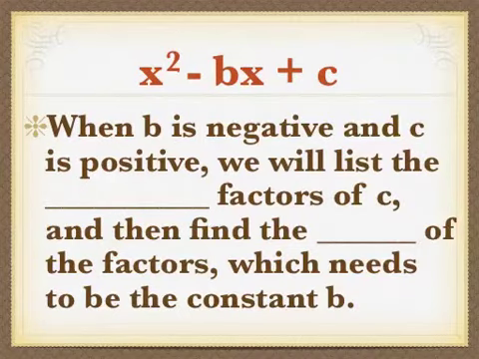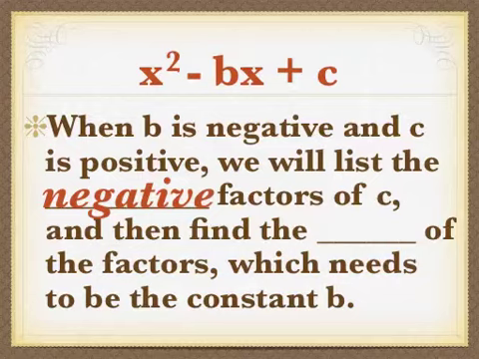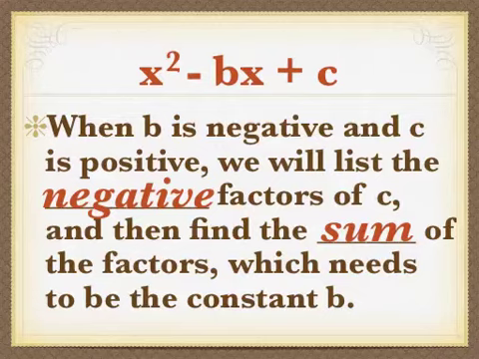When b is negative, so when we have the trinomial x squared minus bx plus c, and c is positive, we're going to list the negative factors of c and then find the sum of the factors, which needs to be the constant b. So we're still looking for two factors, and this makes sense because to multiply two numbers and get a positive product, we would need either a positive times a positive or a negative times a negative.